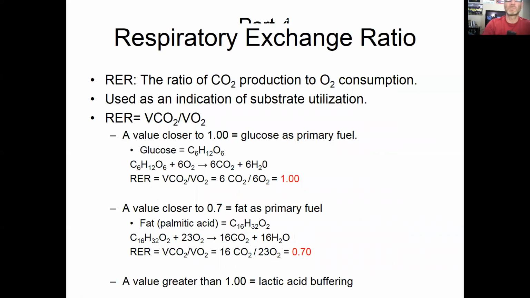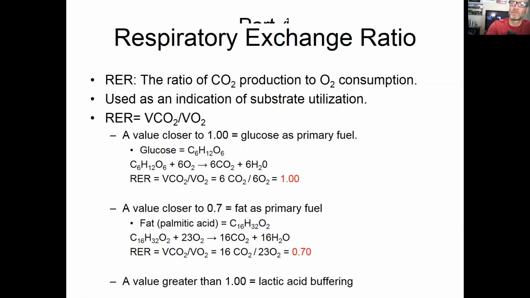So, respiratory exchange ratio, we need to understand this. I'm going to show you some data in just a second. Respiratory exchange ratio, you do need to know this equation. It's the ratio of VCO2, the volume of carbon dioxide exhaled, to VO2, the amount of oxygen consumed. It's used as an indication of substrate utilization, and I'll show you why. RER is VCO2 over VO2. A value closer to 1 is an indication that glucose is the primary fuel.